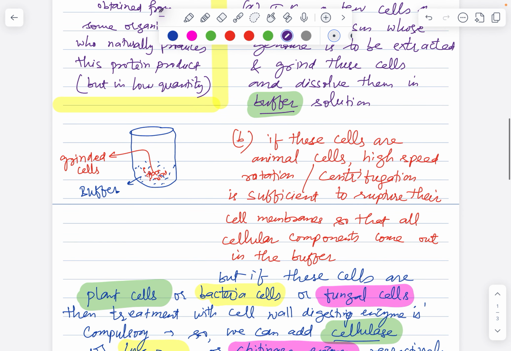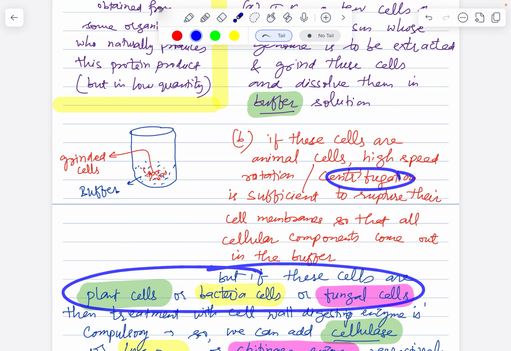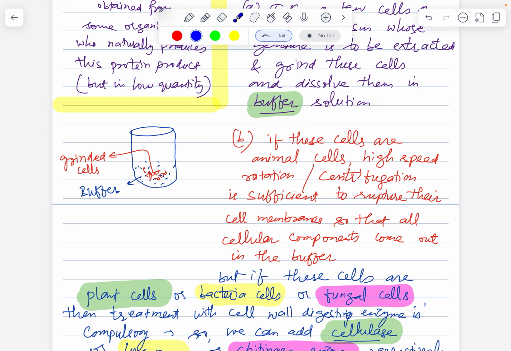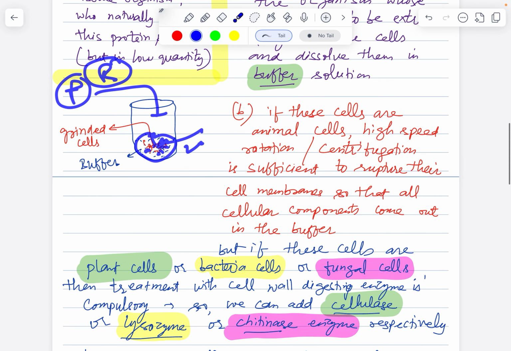So over here, if you see, I can just centrifuge, or I can add cell wall digesting enzymes. Then I add cell membrane digestive solutions like SDS, and all the cellular components come out in the buffer solution. Then I add proteases and RNases, so that the only nucleic acid that remains here is DNA. Okay, clear till now? If DNA is the only thing that is remaining over here, how do I make sure that I can see that DNA so that I can take it out?